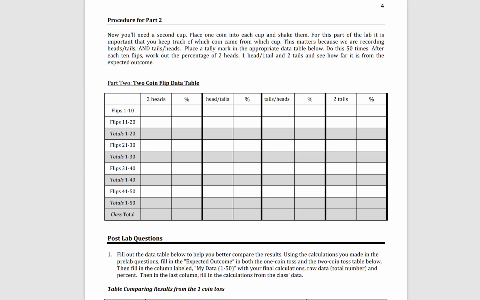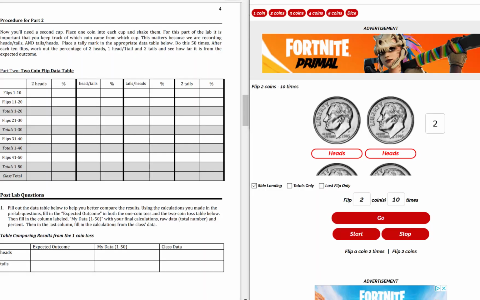And for the first part, it does say flips 1 through 10, because you're going to try to accumulate up to 50 again. So we're going to count how many times we get 2 heads, a head and a tail, or 2 tails. So this one you will need to tally as you go along. So for your flips 1 through 10, you're just going to tally up, and I'm actually going to do this on here so you can see how to put it in there. So just 1 second.